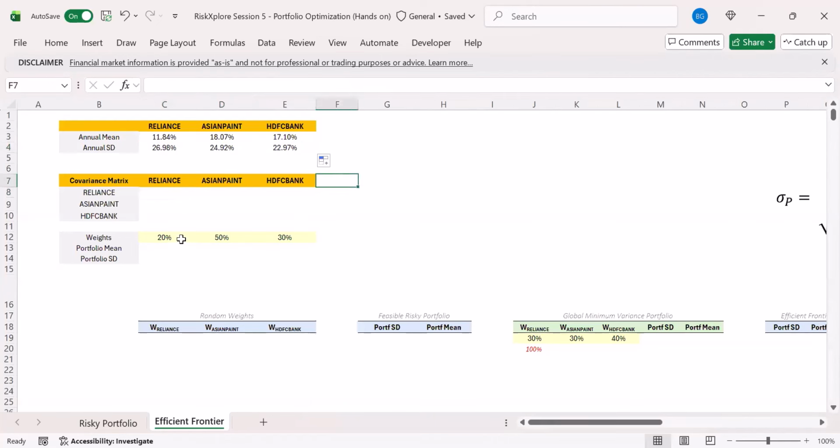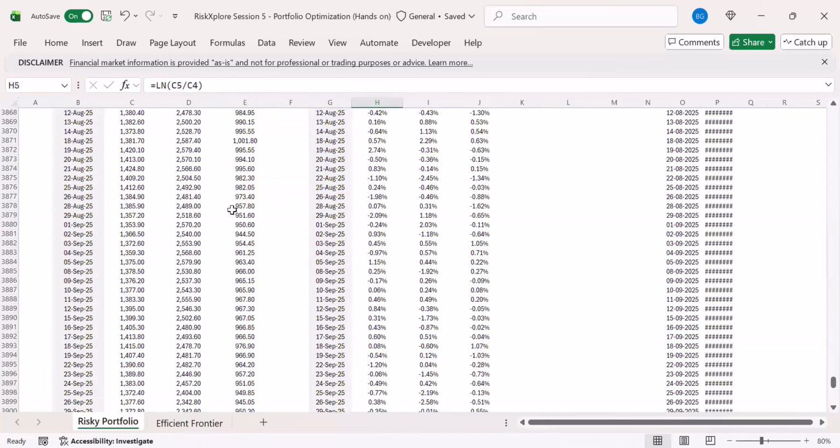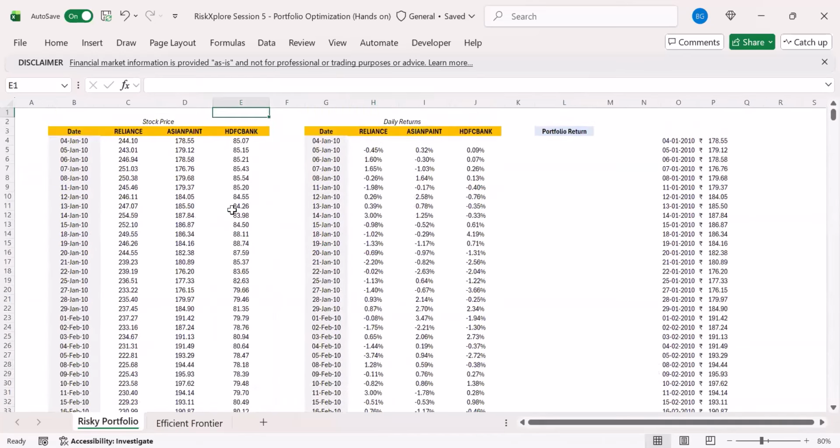And now we will proceed with finding out the portfolio mean and portfolio SD. What do we mean by this? Now we have these three stocks in our portfolio.